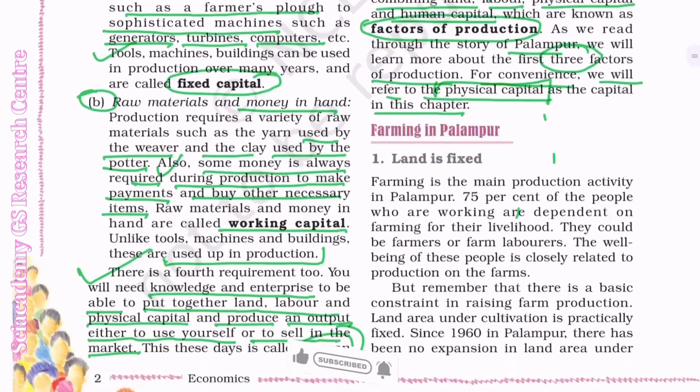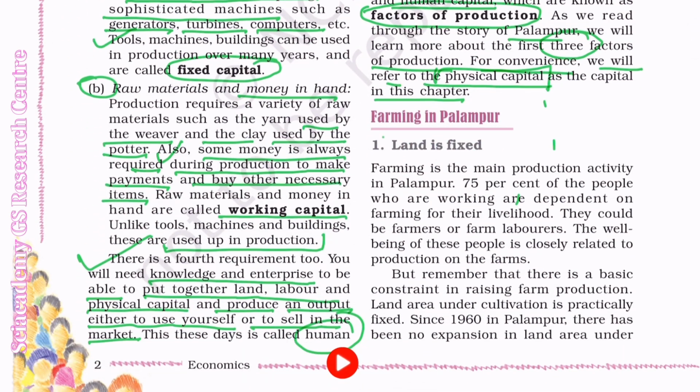Farming in Palampur. First, land is fixed. Farming is the main production activity in Palampur. 75% of the people who are working are dependent on farming for their livelihood. They could be farmers or farm laborers.